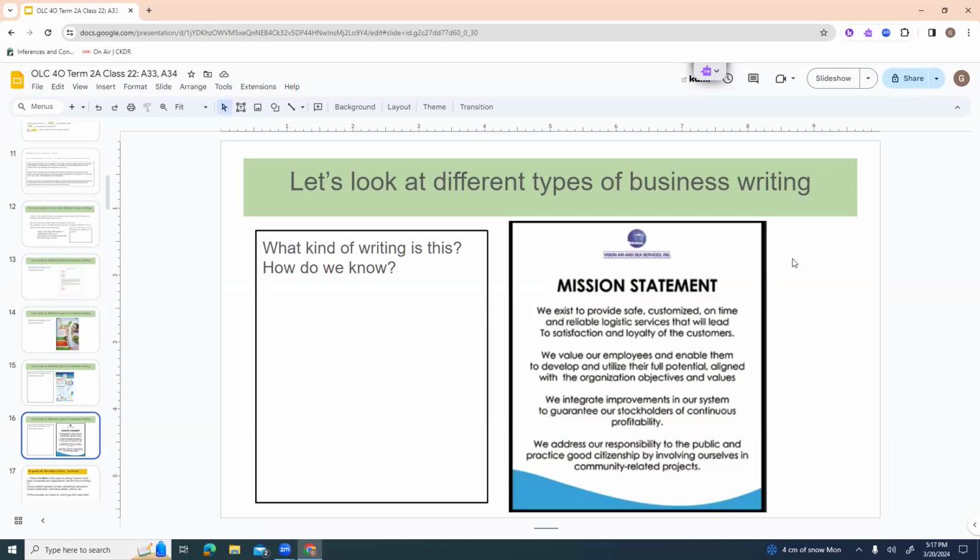So here, this is this person's or this business's mission statement. The business is Vision Air and Sea Services. So I think they sell transport stuff.